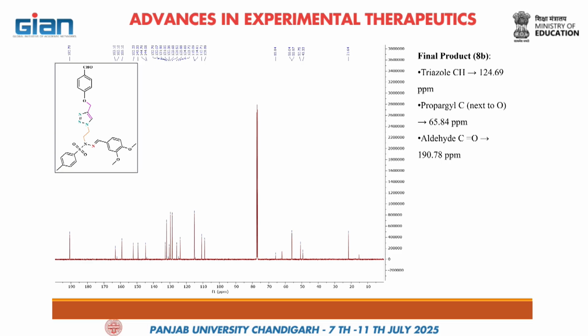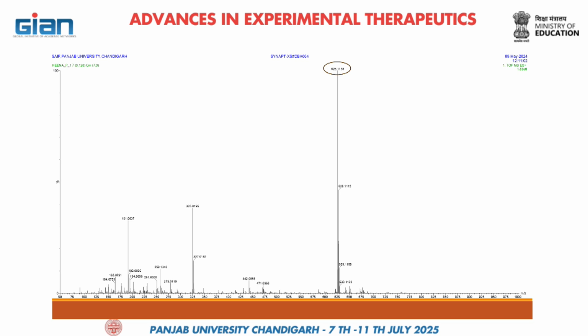Then the C13 NMR showed that the triazole carbon can be represented by a peak at 124.69 ppm. The propargyl carbon that was next to oxygen appeared at 65.84 ppm, and the aldehyde carbon gives a peak at 190.78 ppm. The mass spectra also confirmed the synthesis of our para derivative.